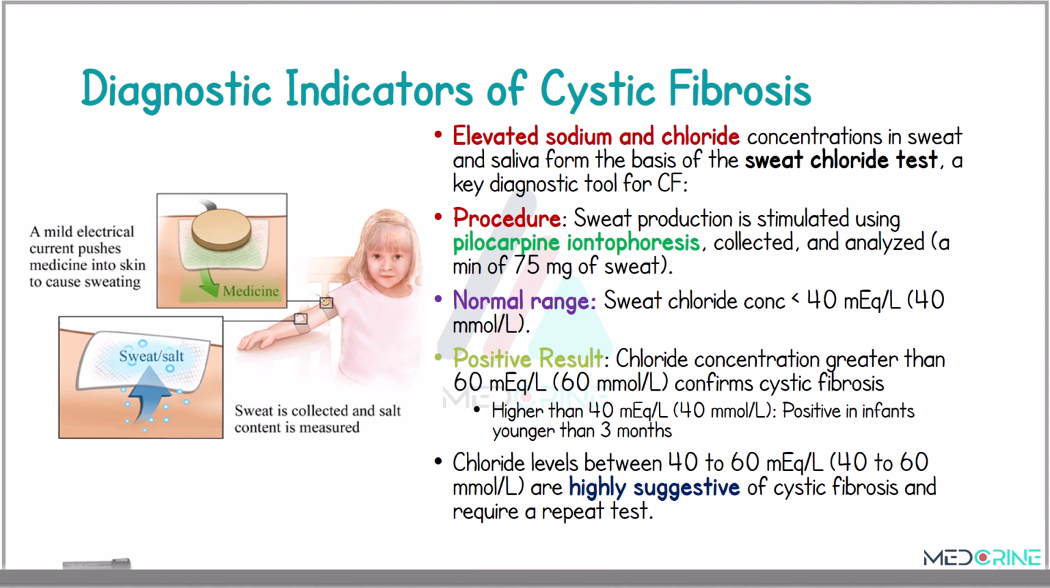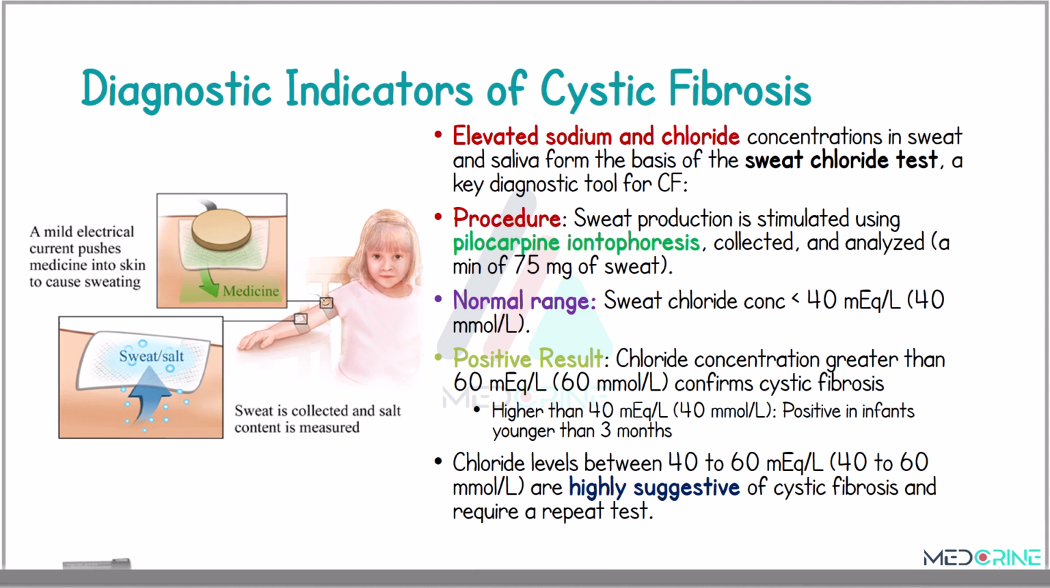The diagnosis of cystic fibrosis is made through an evaluation of sodium and chloride concentration in sweat and saliva. This evaluation forms a basis for the sweat chloride test. A sweat chloride test is a diagnostic tool that we use as a diagnosis of cystic fibrosis. In this test, sweat production is stimulated using pilocarpine iontophoresis, collected, and analyzed. We need a minimum of 75 milligrams of sweat for us to analyze it.